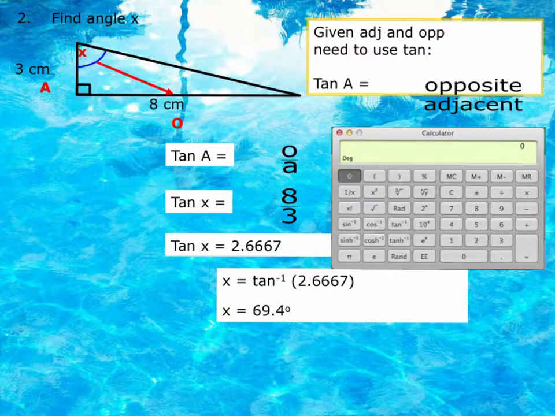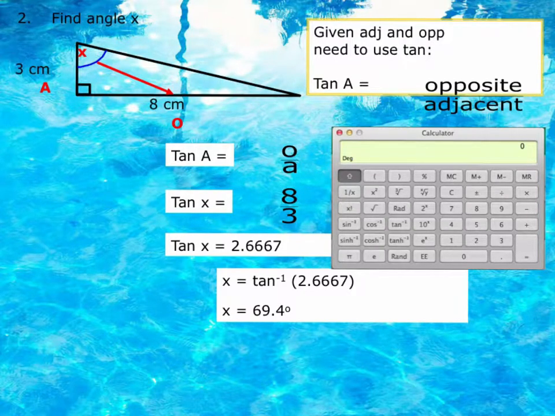Let's take a look at our next example. Here we need to find angle X, which is here. So this is our chosen or given angle to find. So we're going to focus on that. This side across or opposite angle X is our opposite side, and they gave it to us as 8 centimeters. And then adjacent or A to my X angle is 3. Remember, adjacent touches the angle.